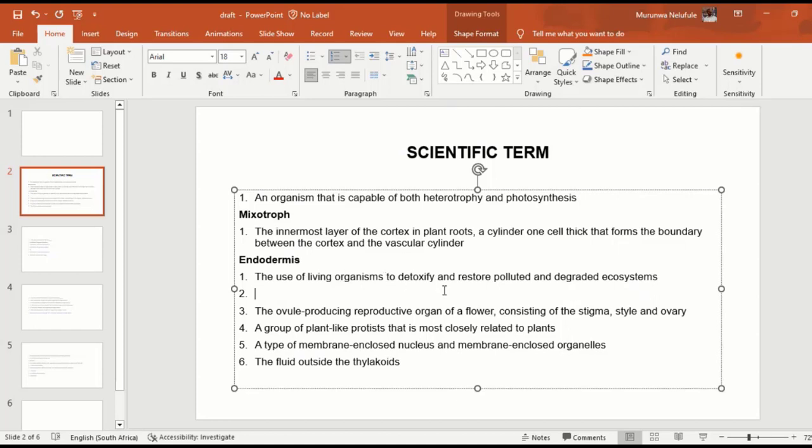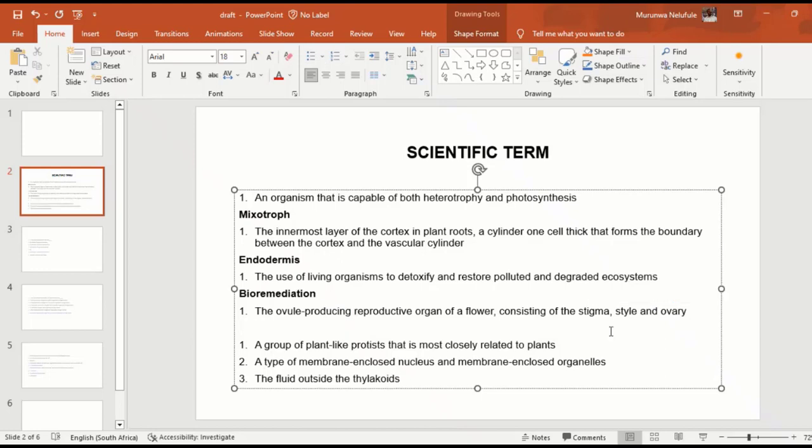The use of living organisms to detoxify and restore polluted, degraded ecosystems. I remember this when we were talking about this. What is this? It's called bioremediation.